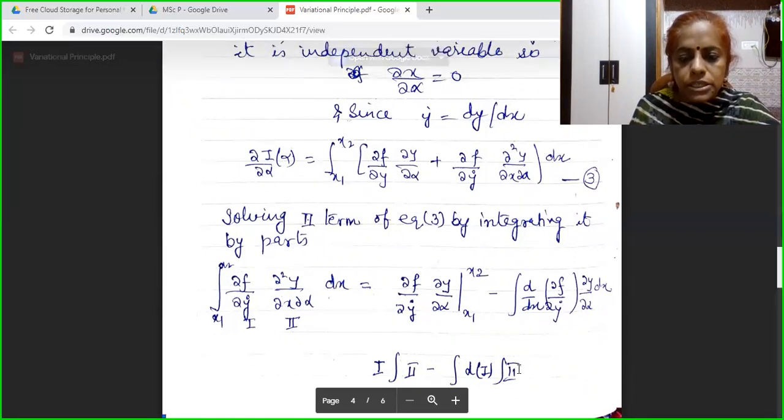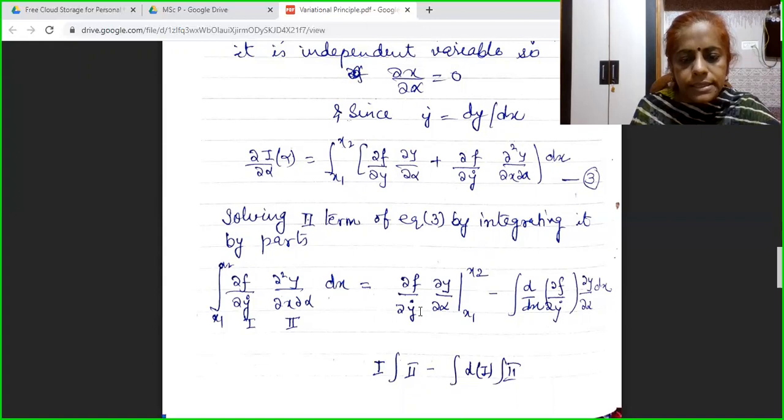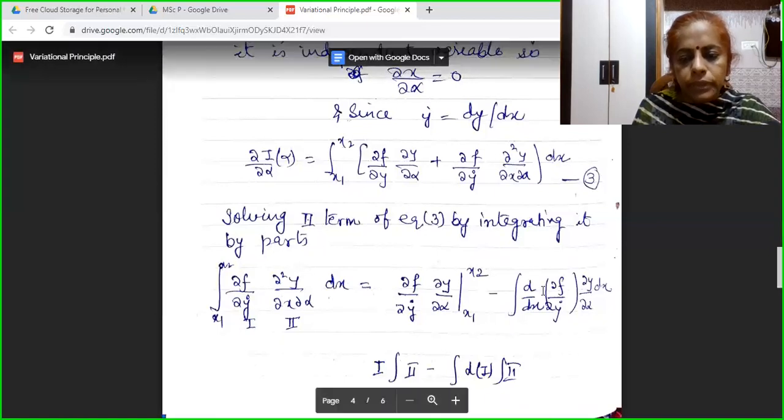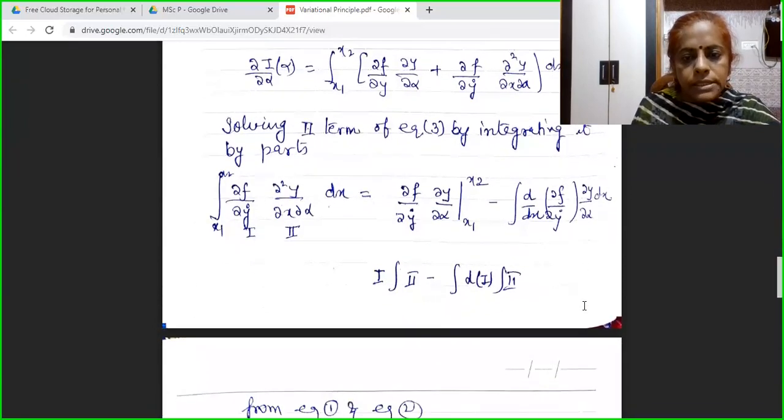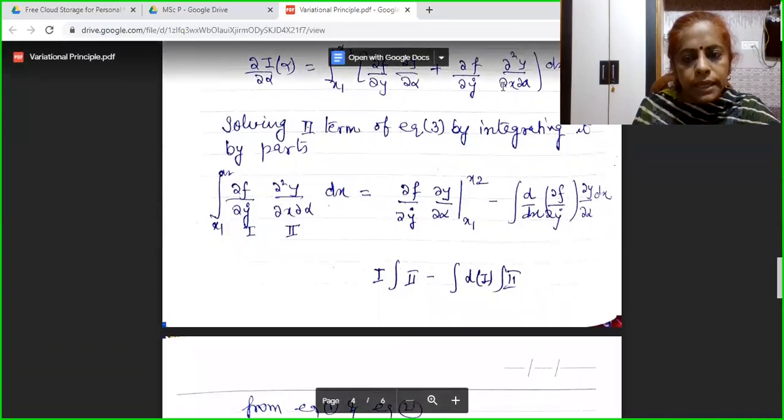Solving this by using this formula, the first term is ∂f/∂y', this term as it is, and the integral of this second term, as I am integrating with respect to dx, so differential and integral cancel, so I get ∂y/∂α. And the limit is x1 to x2, minus the integral of the differential of the first term, that means d/dx of ∂f/∂y', and we have already solved the integral of the second, which is equal to ∂y/∂α. This is the second term of this expression.